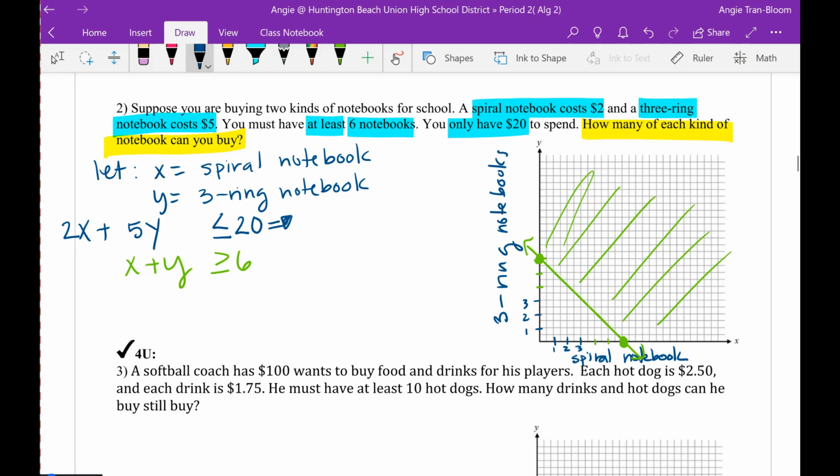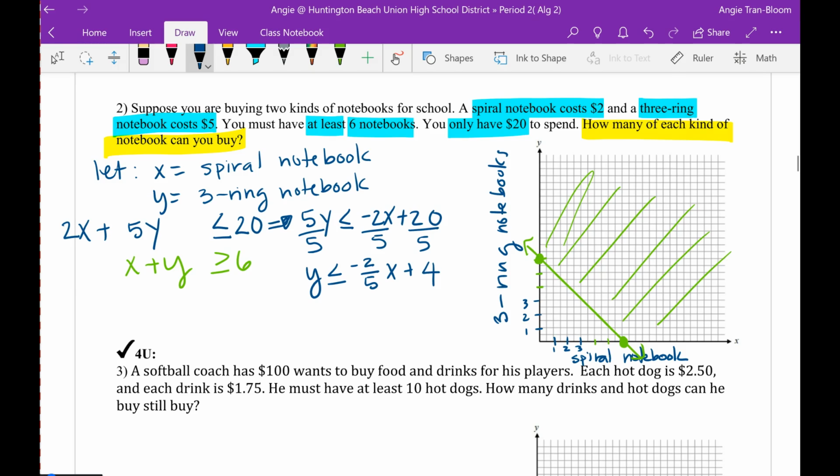Okay, so that means she's going to move the 2x over. So she is going to subtract 2x from both sides. Is that first step correctly done? Then what's the next step? Divide everything by 5. Do I have to switch my inequality at all? No. So y is less than or equal to negative 2 over 5x plus what? 4. Perfect.